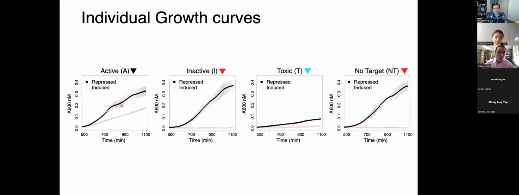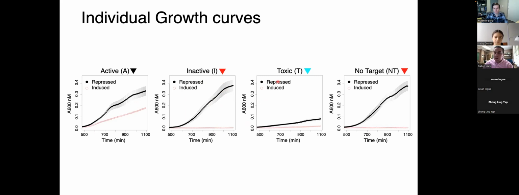And these are 4 growth curves that I generated. I did about 100 of these, but these are 4 representative ones. First, you see active, so they're growing well in induced and repressed conditions. Inactive grows fine in repressed, which is what we'd expect, but not well in induced, again, because it's not cleaving the target plasmid. But most interestingly is this third category here of toxic guide RNAs.